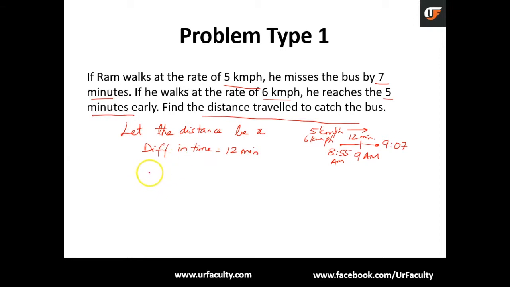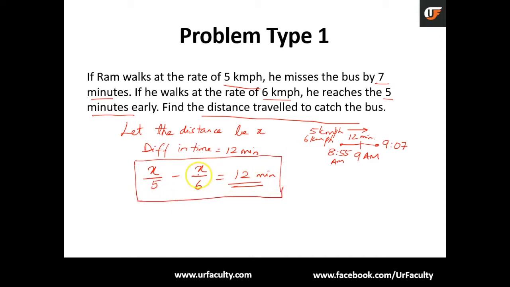So we know that distance by speed minus distance by speed is equal to 12 minutes. What are you trying to say here? If he travels at 5 km per hour an x distance, versus he travels at 6 km per hour the same x distance, the difference is 12 minutes. Any doubts here? If you have any doubts, you can always send us a mail at info@urfaculty.com. This will actually solve the problem.